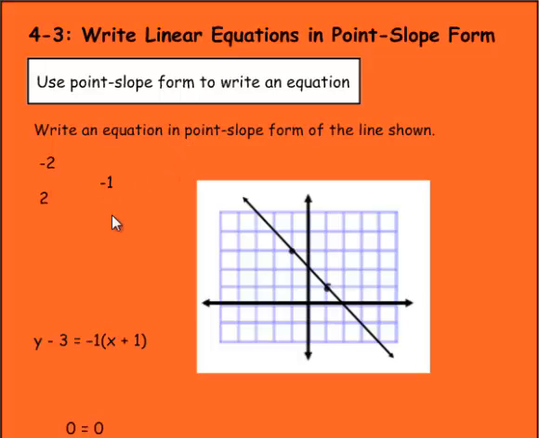Just to recap, we found the slope by doing the rise over run. And then we used this point to determine how would I turn that into 0, 0. We determined that positive 3 for y would have to be subtracted by 3. We determined that negative 1 for x would have to be added by 1 to create 0, 0. And then that's our equation.